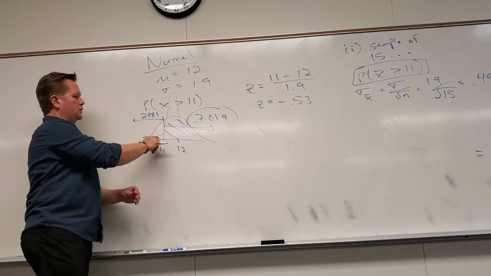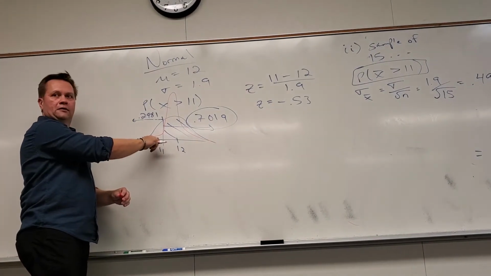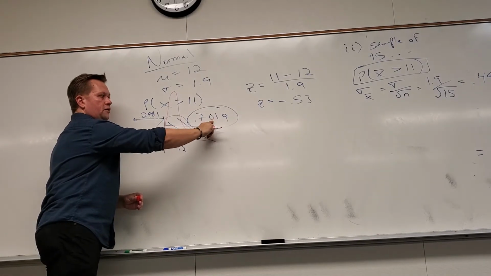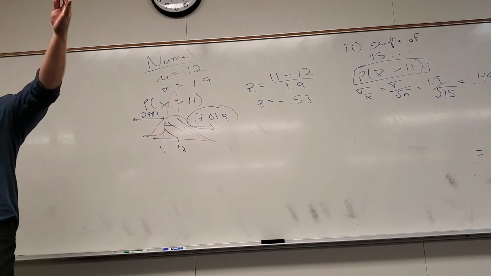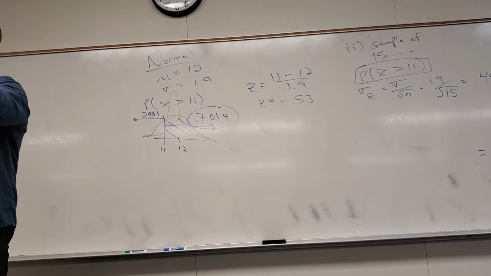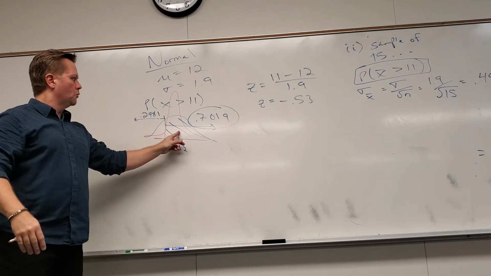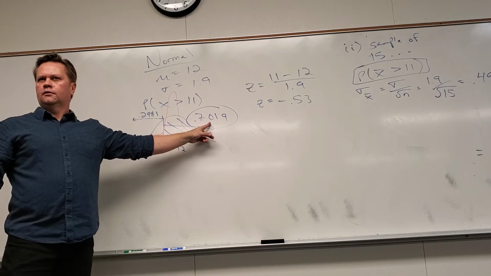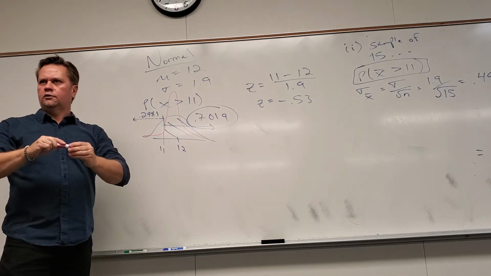So is there more stuff or less stuff back here? Less, so there's going to be more. So our answer should be bigger than this, because when I take a sample, the sample means tend to be closer to the real mean. So there's less over here, there should be more over there. My answer should be bigger than this.